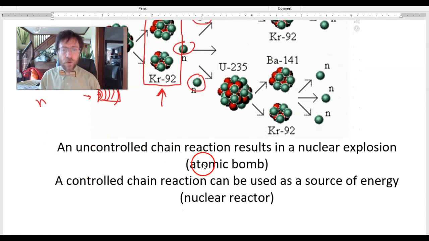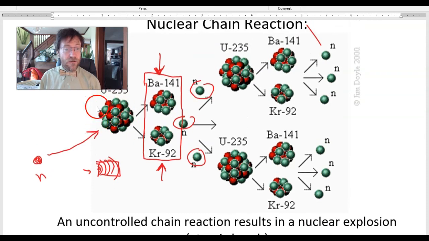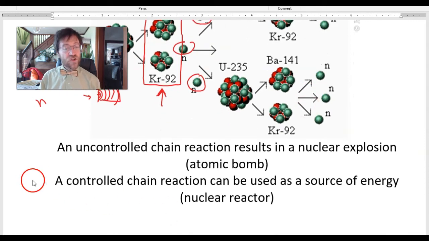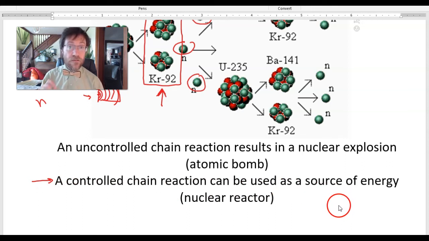So an uncontrolled chain reaction results in a nuclear explosion. When we have uranium next to uranium next to uranium next to uranium, it goes boom like crazy. But a controlled chain reaction is what we use for energy. So if we want to blow something up, we have very pure uranium.